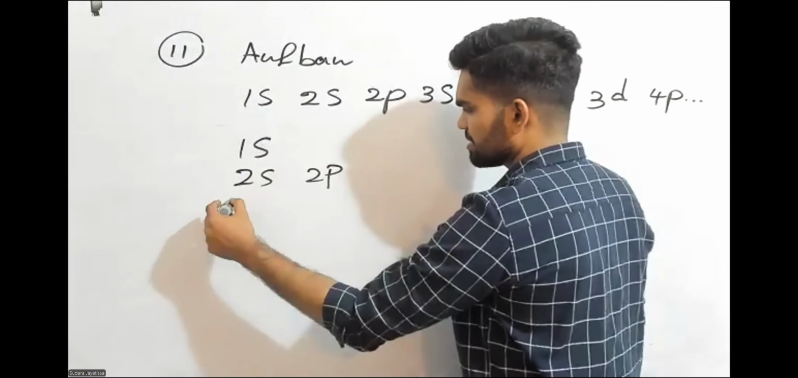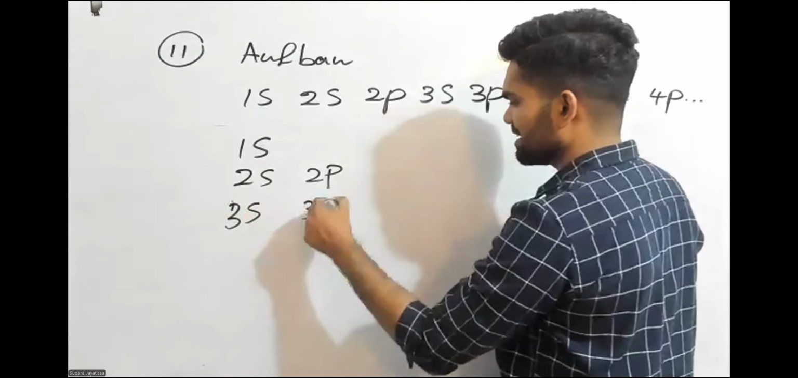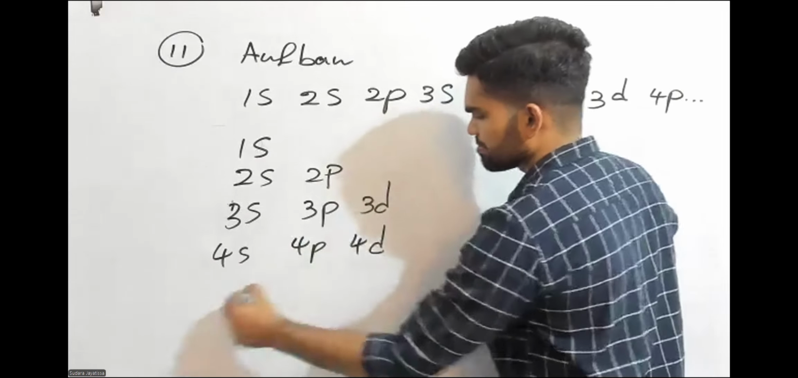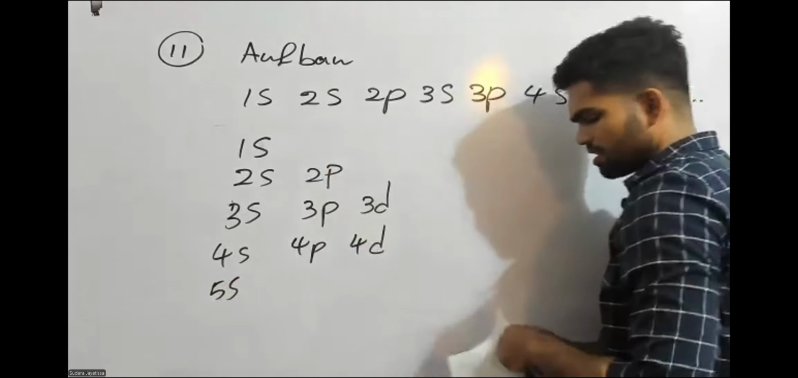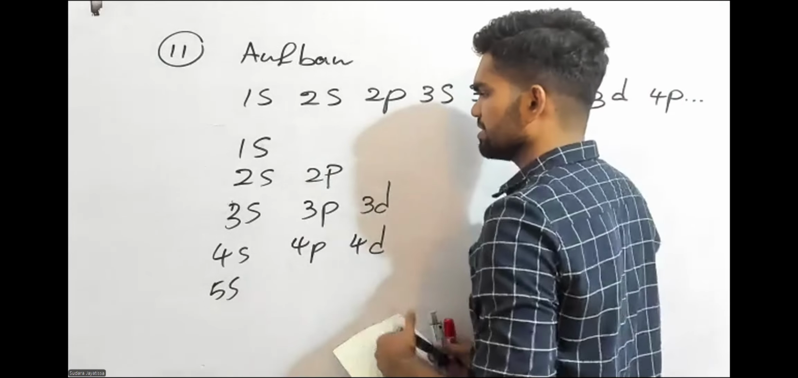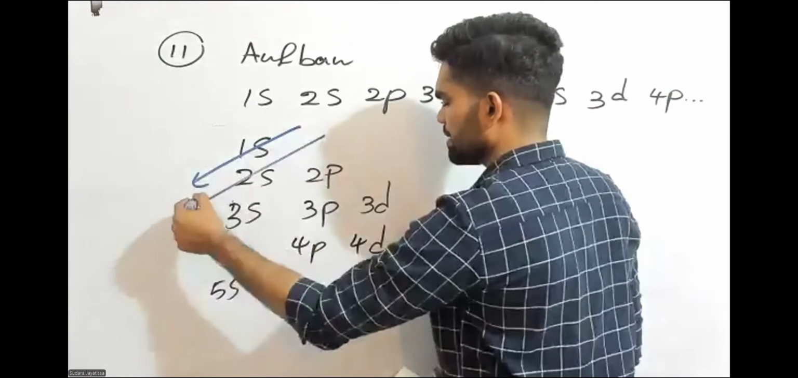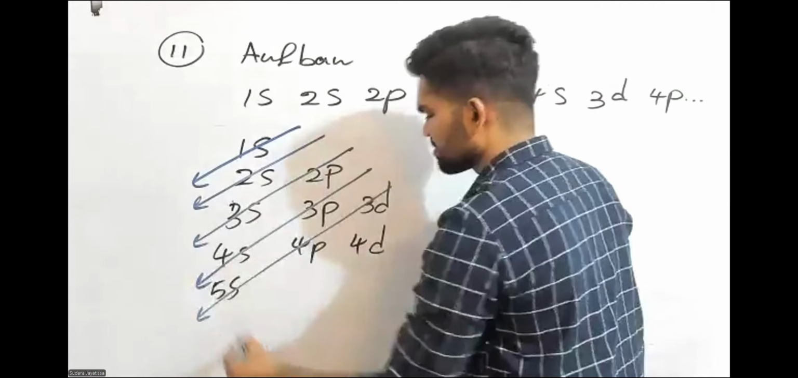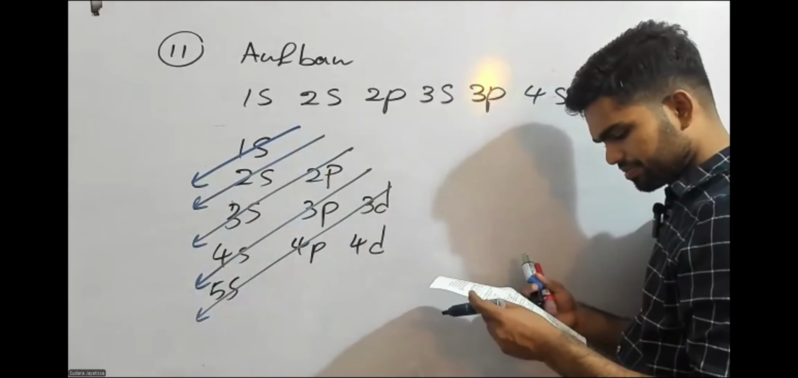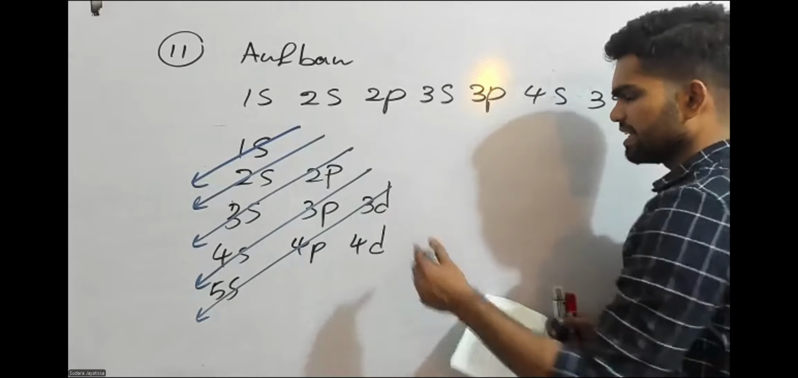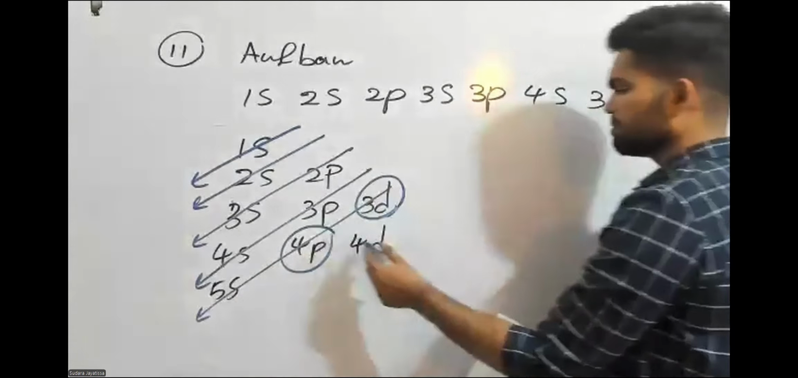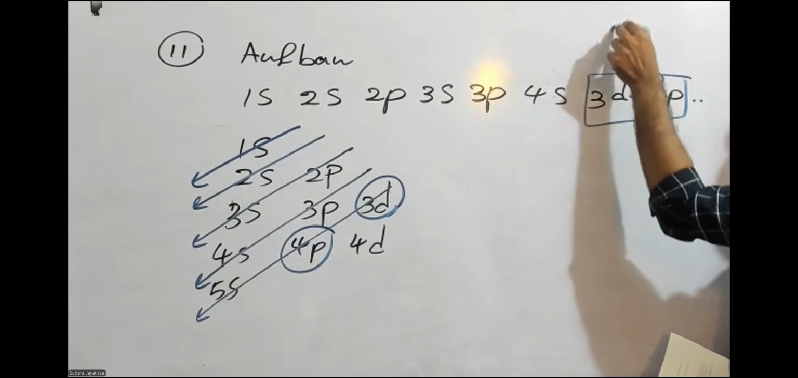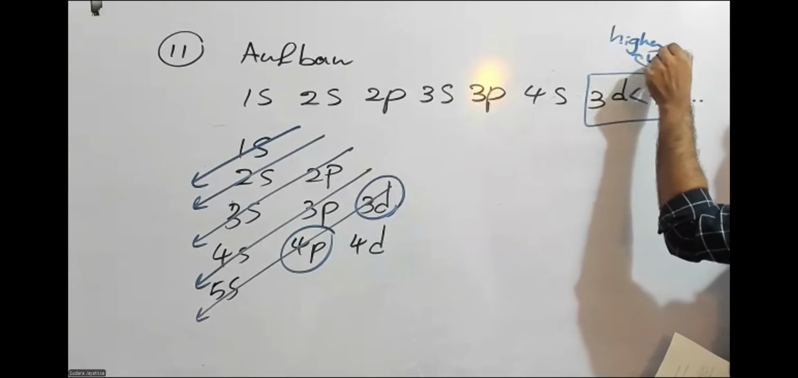Just write in this way: 3s, 3p, 3d, 4s, 4p, 4d, 5s, like that. Then, what I ask you here, you can put an arrow, two parallel arrows. Then you can draw other arrows also in a parallel way. So now you can see after filling 3d, 4p is filled, no? That means 4p is having a higher energy. Higher energy. So that is correct.